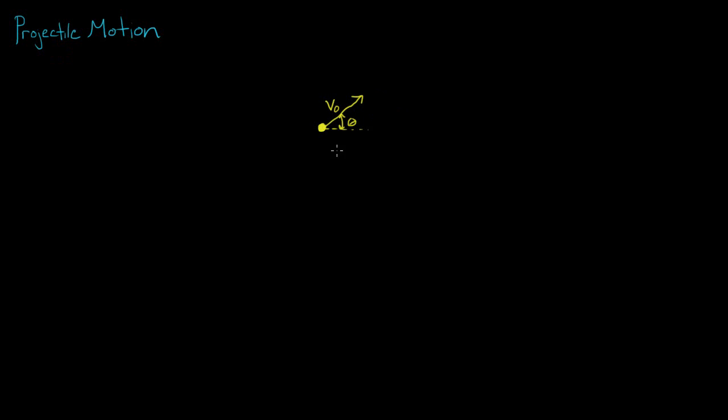It goes in two different planes. It goes into our y plane, which is up and down, and it goes into our x plane, which is left and right. And it's going to have an initial position of y naught, and an initial position in the x plane of x naught. So this position is x naught, y naught.